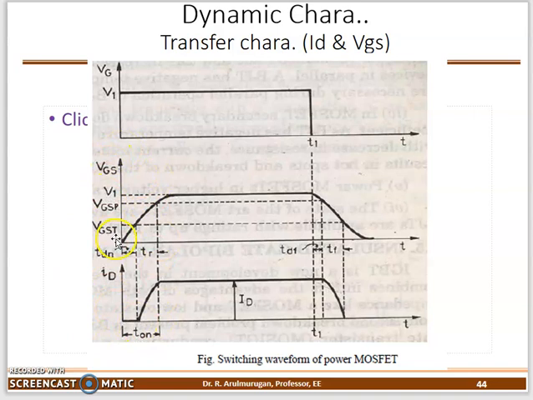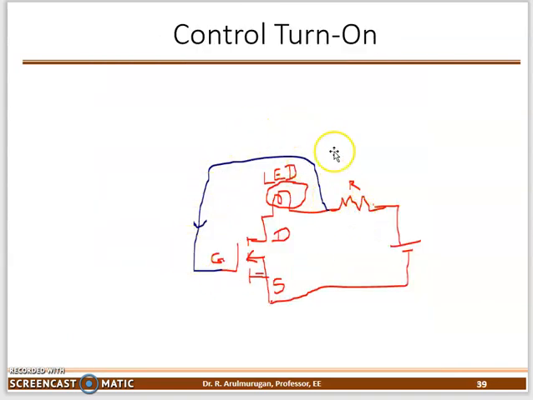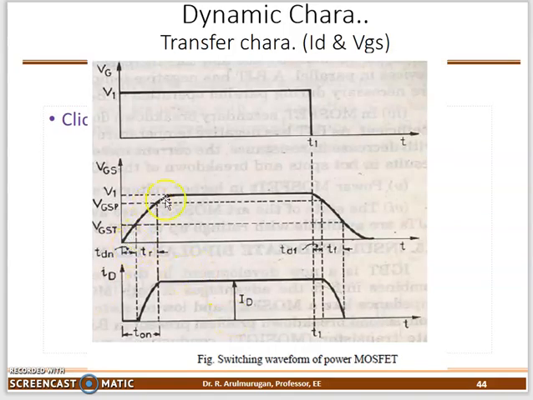How does this happen? This is the first step: you give the pulse to the gate terminal. It includes the delay time, then the rise time. This is the method. Once you give the pulse to the gate voltage, the gate terminal gets the pulse.